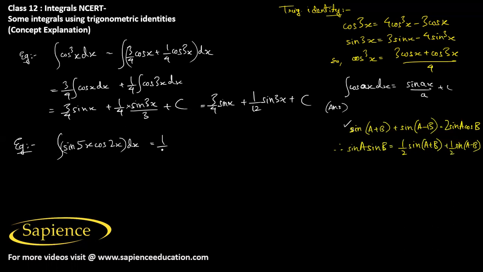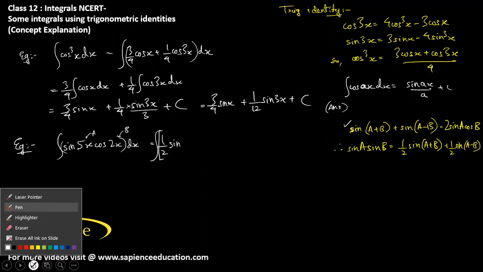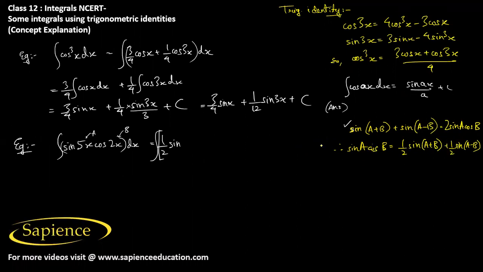So this will be the integral of half of sine a plus b. So a we can take as 5x and b we can take as 2x, since it is sine a cos b. Sorry, there was something wrong here; this will be cos b. So then we can write it as half of sine a plus b, means 5x plus 2x, plus half of sine a minus b, so 5x minus 2x, into dx. So this will be half of the integral sine 7x dx plus half of integral sine 3x dx.